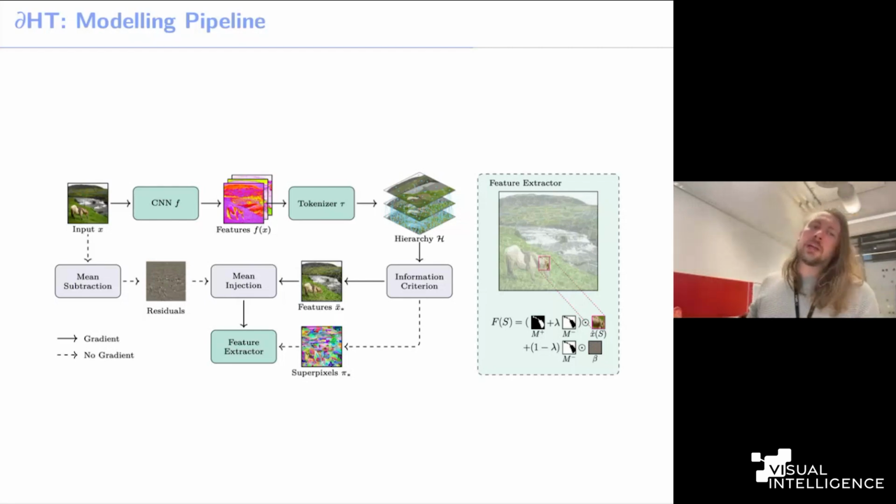From here, we subtract the mean using these superpixels, which corresponds to the branching path on the left, from the input. We get a set of residuals that we combine with this mean injection trick to get some features. Then in the feature extraction, in the figure on the right side in the feature extractor space, you see how we combine the foreground and background masks with the feature from the image and the extra background mask feature that we also use.